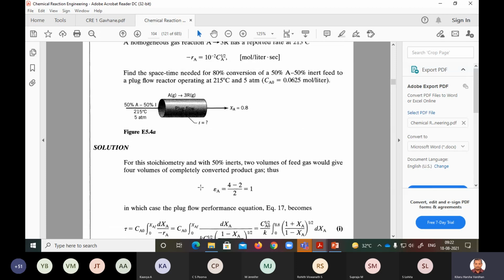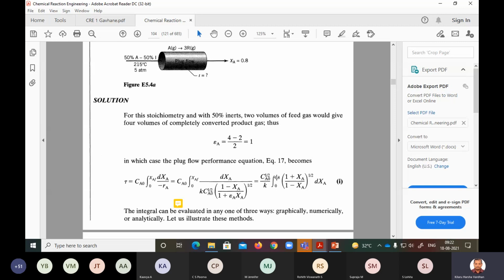Why is it 0 to 0.8? Because you want only 80% conversion. So the integral will be 0 to 0.8, 1 plus XA by 1 minus XA, whole power half, into dXA. This integral you have to evaluate for different XAs. So calculating this integral is very difficult.